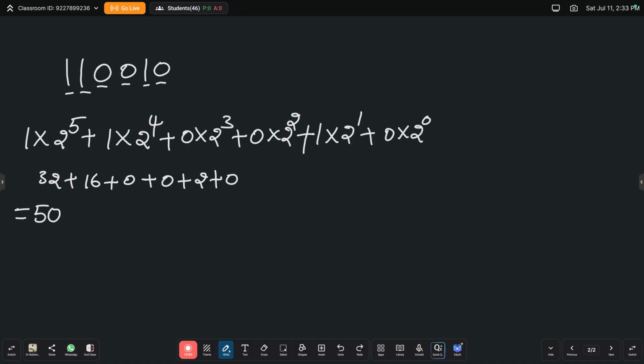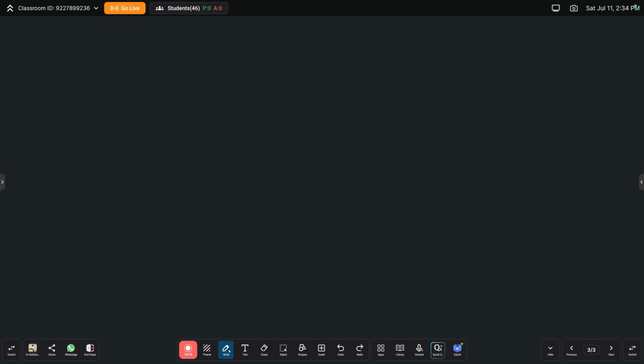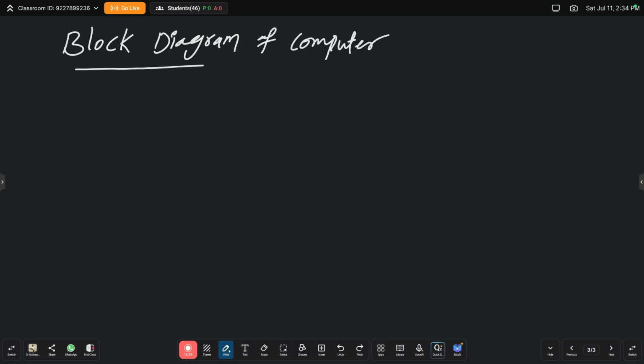Then this is how your computer is going to perform this. There is a number system, already I told you. But before understanding the inside of a computer, first of all, you should know the block diagram of a computer. Very important. Compulsory question. And very easy.